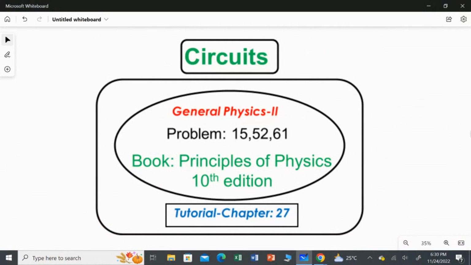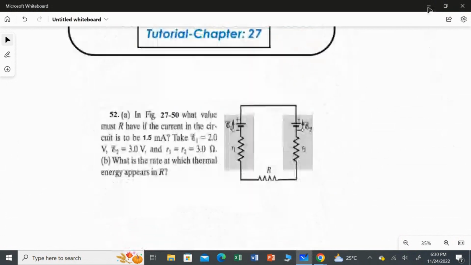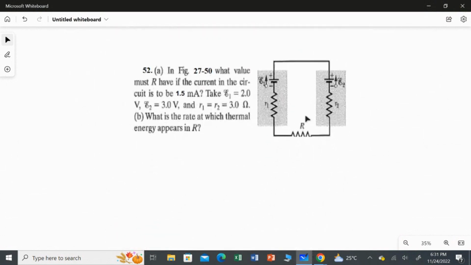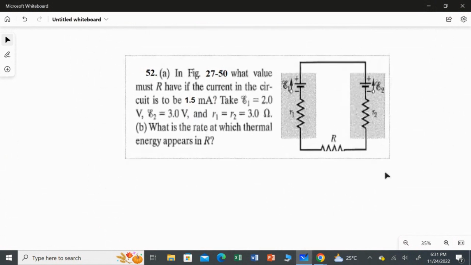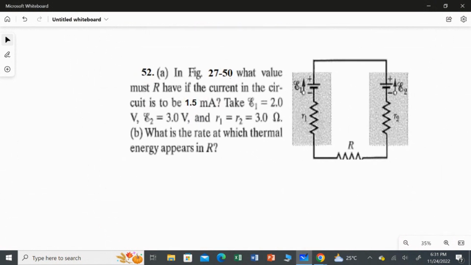In this video, I'm going to solve the second question, which is question number 52 from chapter 27, circuits. In the figure, what value must R have if the current in the circuit is to be 1.5 milliampere? So you have to see the circuit diagram.